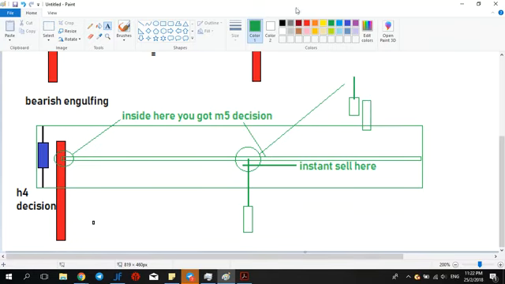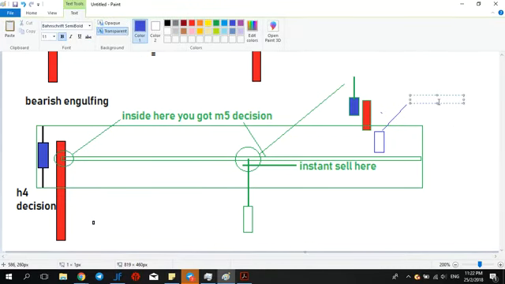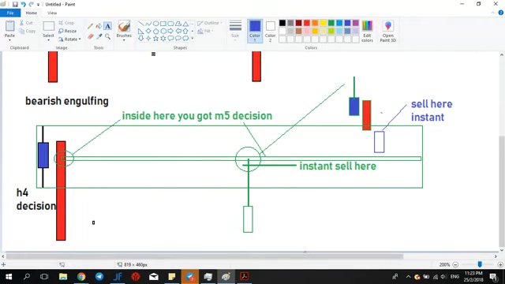But Zerko's style, I think he waits for another bearish engulfing before he goes instant trade. Got a double confirmation. So Zerko most likely will sell here, after the confirmation. So there is a drop like that, sell here. Instant.